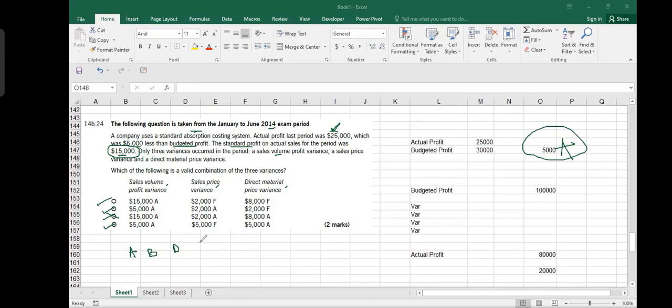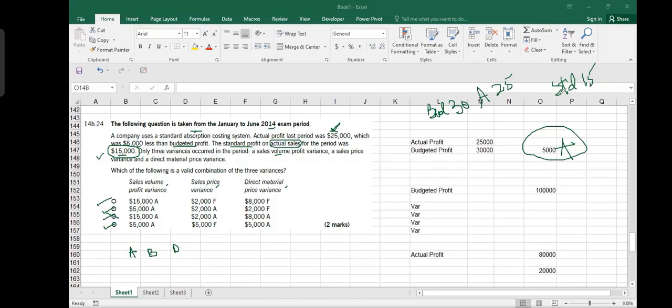But then we go to another condition. They told you that the standard profit on actual sales for the period was 15,000. Now you have a budgeted profit, which is 30. You have actual, which is 25. And you have a standard, which is 15. Standard is 15,000.